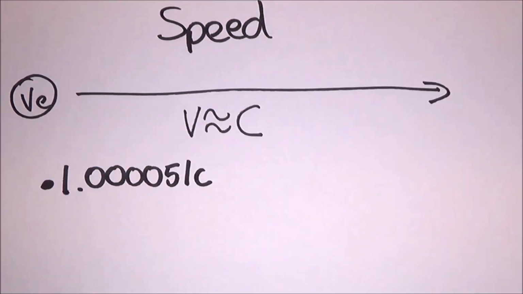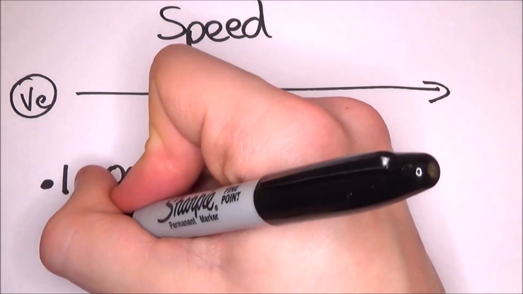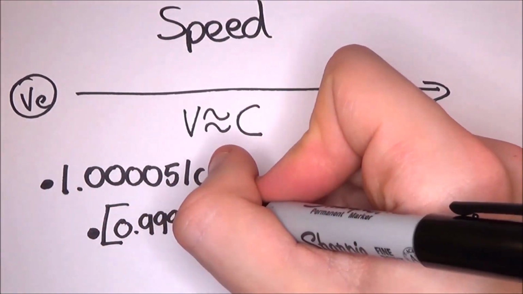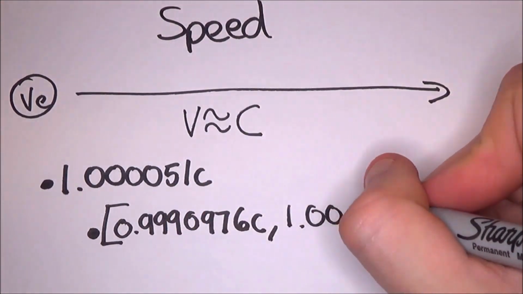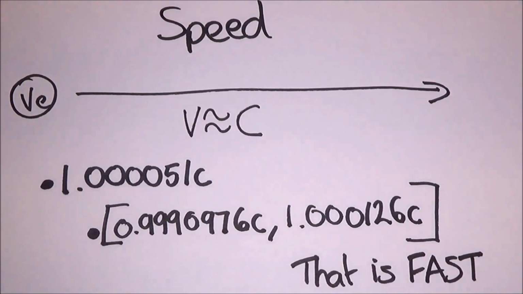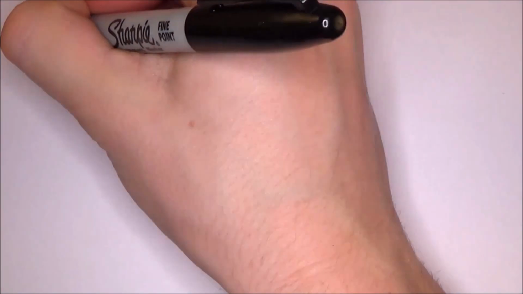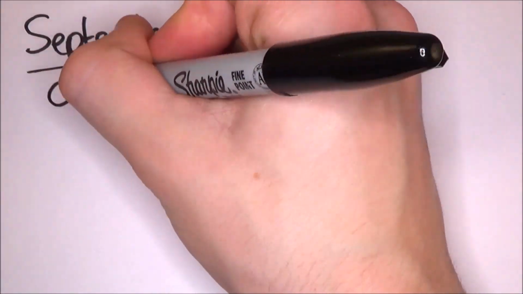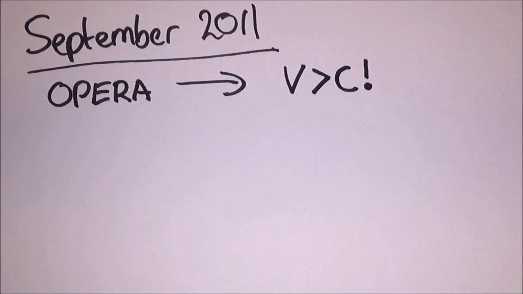It was originally measured as 1.00051 times the speed of light. Later on, it was then changed to somewhere between 0.9990976 to 1.000126 times the speed of light, somewhere in that gap. In September 2011, the OPERA collaboration released calculations showing that neutrinos had exceeded the speed of light. And of course, this is a huge deal, something that travels faster than the speed of light with mass.